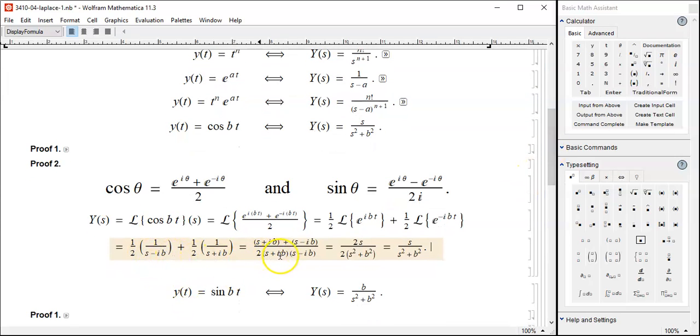So s plus ib, s minus ib, we get s squared plus b squared in the denominator. And in the numerator, plus ib minus ib cancel each other out, and we have 2s. We have 2s, and then this 2 cancels out. We have just s over s squared plus b squared. And that's a far simpler and more elegant proof. I like this one better.